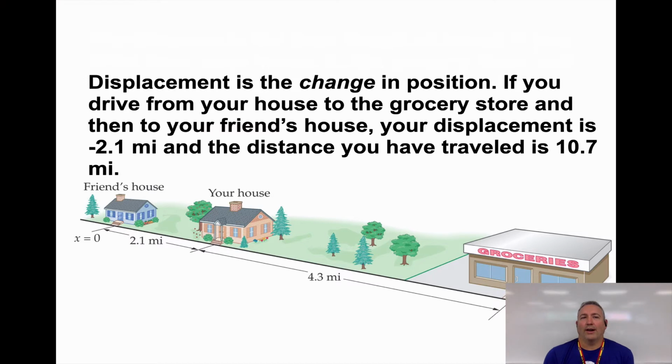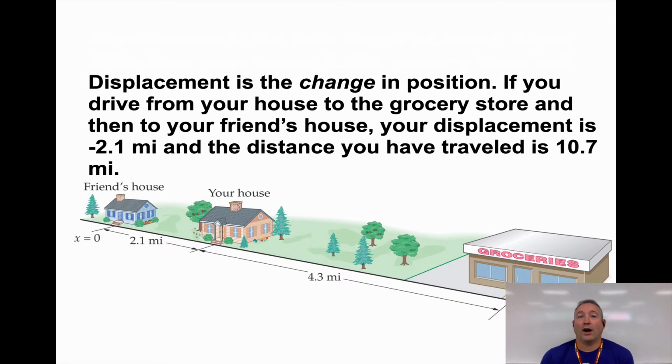So you are actually 2.1 miles from where you started. So that's your displacement. And since we're treating the grocery store's direction as positive, we would say your displacement is negative 2.1 miles, because you're ending up 2.1 miles in the opposite direction of the positive.